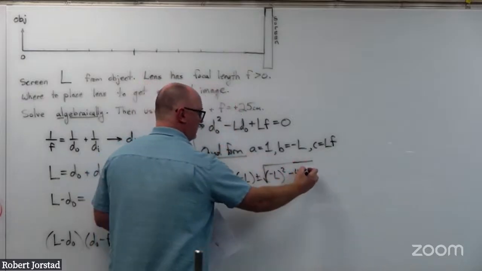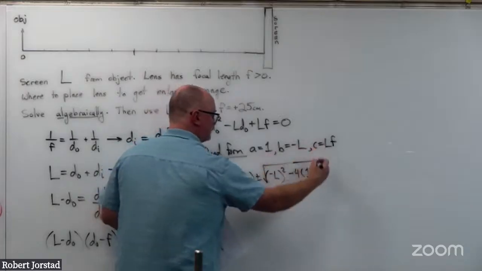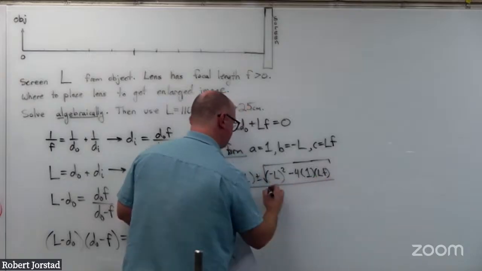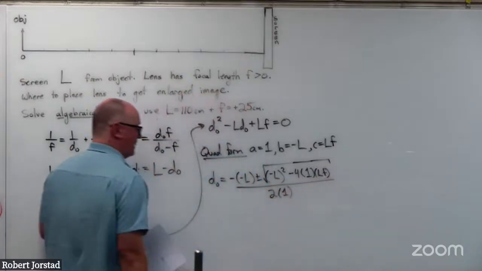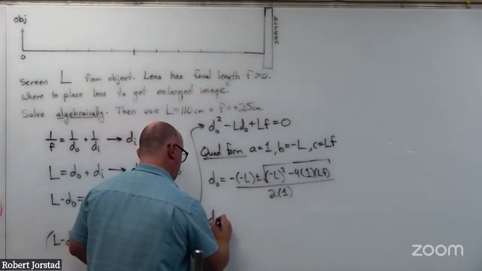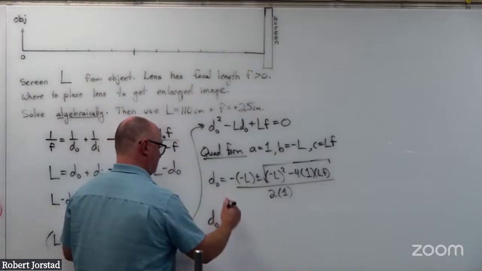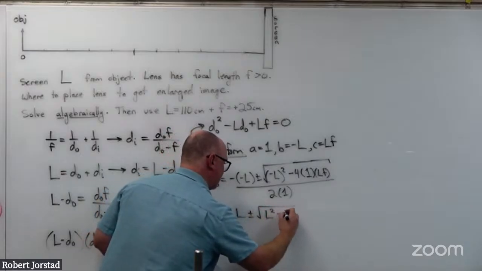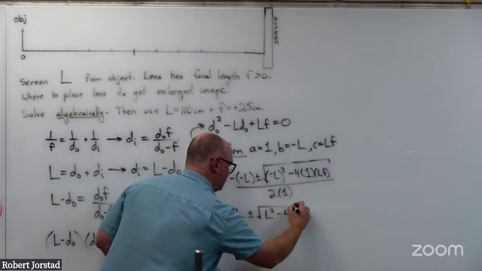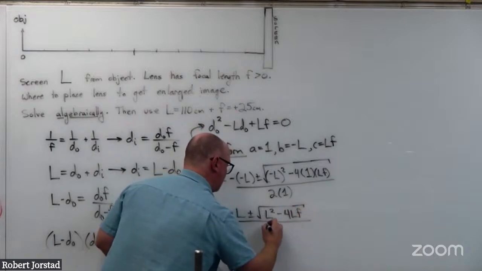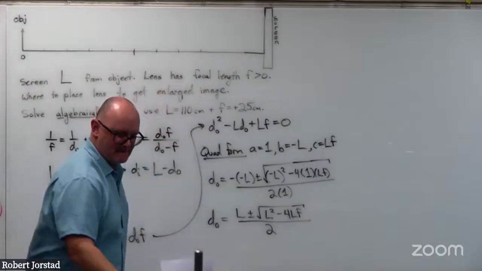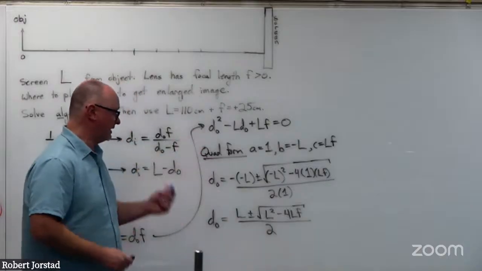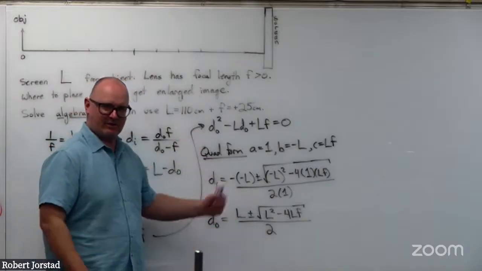A is 1, C is LF, and so when I work that out, it's going to be positive L plus or minus the quantity, L squared minus 4LF, all over 2, right? So I know you probably are going to have to pause the video and make sure you can get to that step. Pause the video now and make sure you can get that.